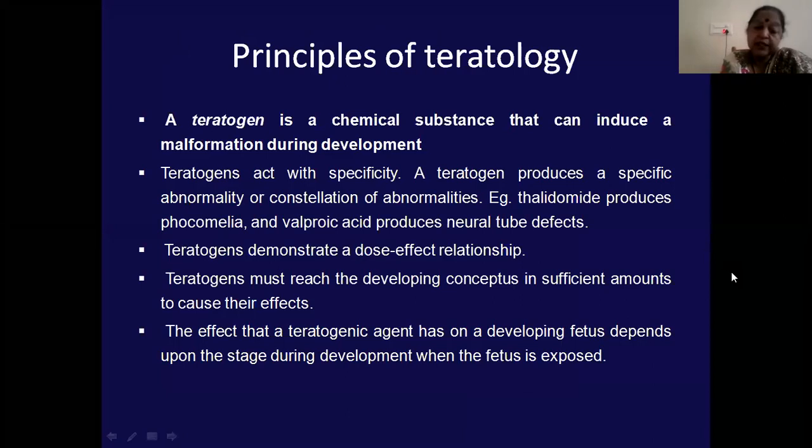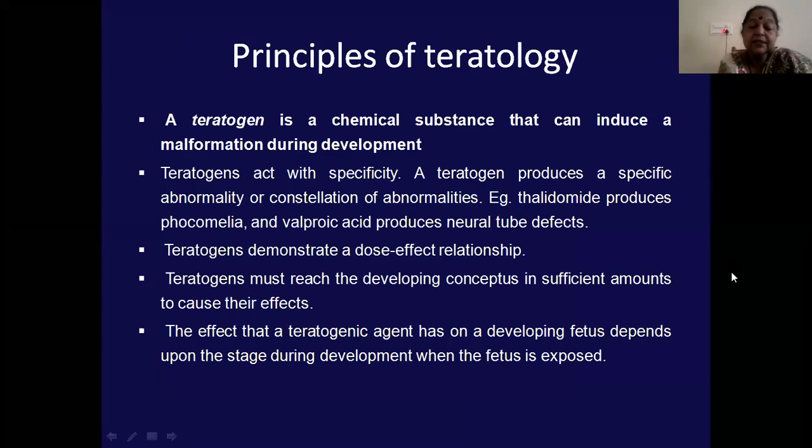A teratogen is a chemical substance that can induce a malformation during development. So it acts with specificity. This produces a specific abnormality or constellation of abnormalities. For example, thalidomide produced phocomelia. Valproic acid produces neural tube defects. Teratogens demonstrate a dose-effect relationship.